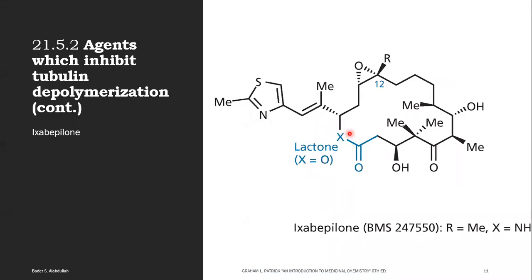So what they did, they came up with analogs like the ixabepilone. In the ixabepilone, they change this oxygen from a lactone to an amide, NH. They put NH. As you know, the amide is what? The amide is resistant to hydrolysis by esterases. Also, since this R group is methyl, the ixabepilone is actually an analog of the epothilone B. Okay?